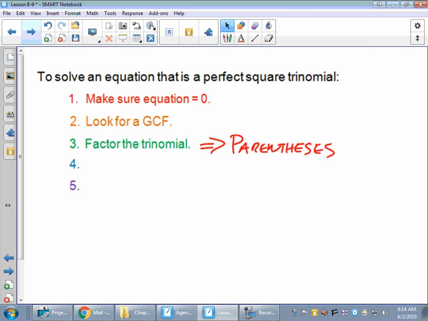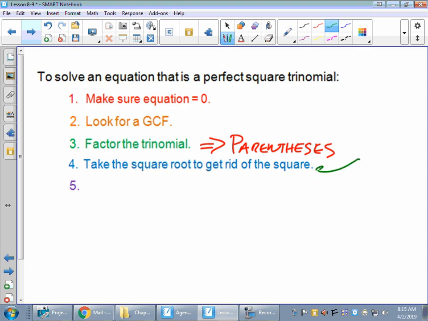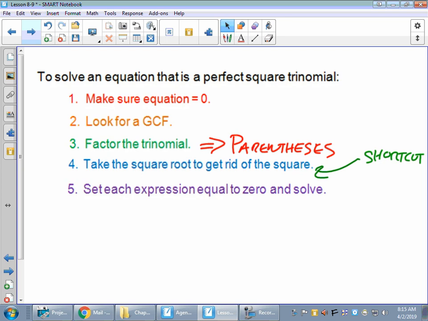The fourth step is really the only different thing here. We talked about this a long time ago, but take the square root to get rid of the square. And really, you only want to do that if you're using the shortcut method. If you're going to factor it like we normally did, then you can solve it like we normally did. But if you use the shortcut method, you'll take the square root to get rid of the square, and we'll show you an example of how that works. And then, of course, we set each expression equal to 0, and then we solve it. So nothing too crazy there.